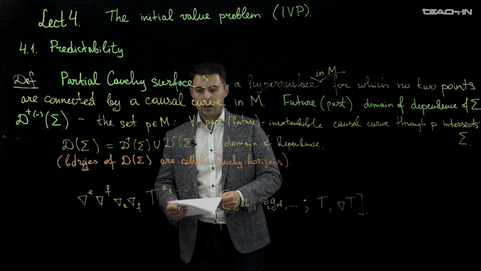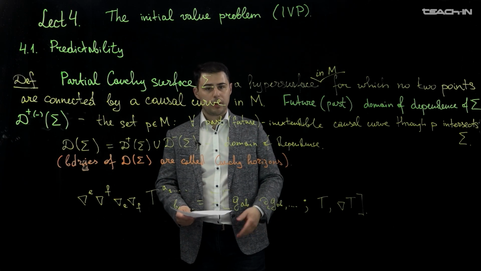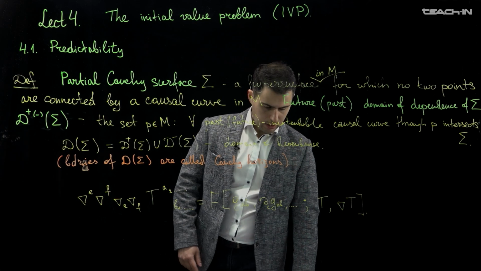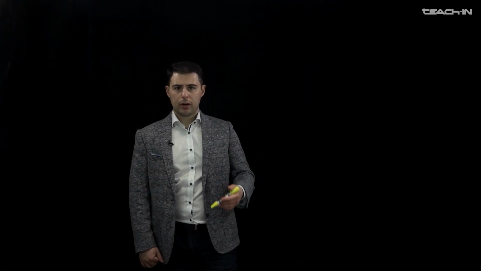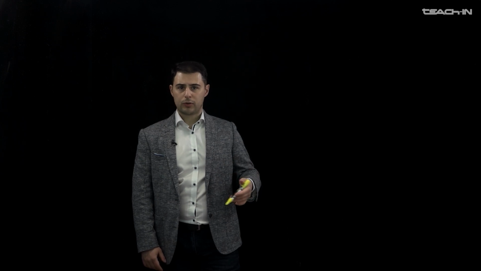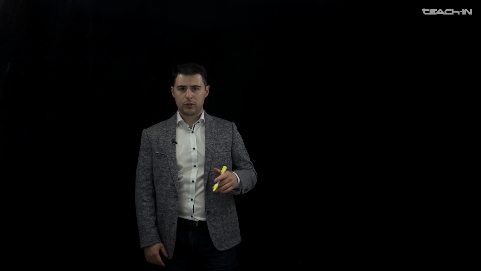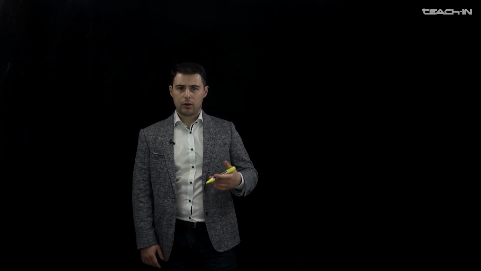So, let us provide an illustration to our definitions. Let us consider a simple illustration to our definitions. Let us work with two-dimensional Minkowski spacetime, and let the Cauchy surface be the positive side of the x-axis.